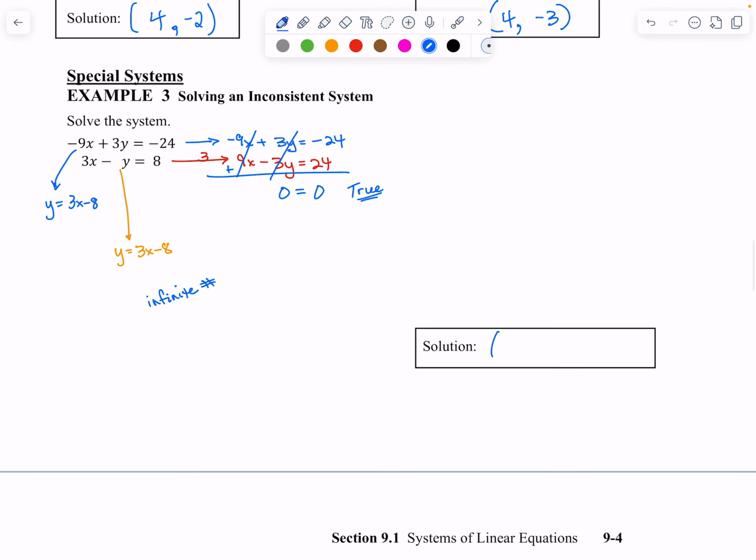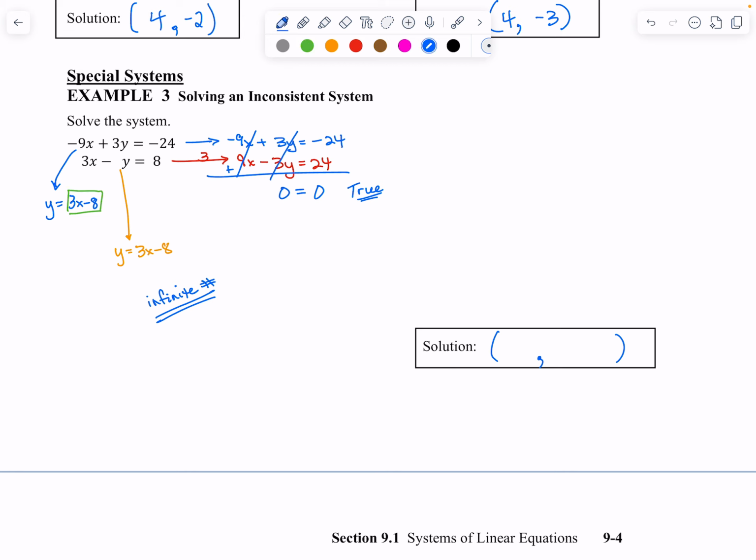We can have a point, because I might say, what is your solution? Give me, if there's an infinite number, give me 1 point. Okay, give me 2 points. Give me 5 points that would work. So you need a way to find that. Notice that my y, when I solved it for y, do you notice that it says y is equal to 3x minus 8?